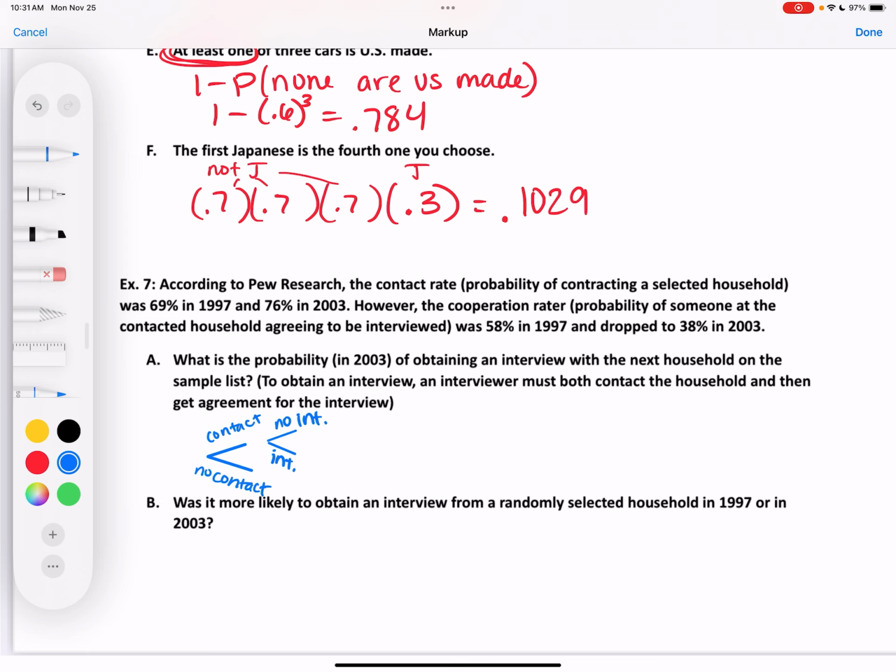All right, and we are specifically looking at 2003. So we were told that the contact rate in 2003 was 76%, so 0.76 would be that number. I should have written that in before I kept going with the little chart. No contact would have been 24% or 0.24.